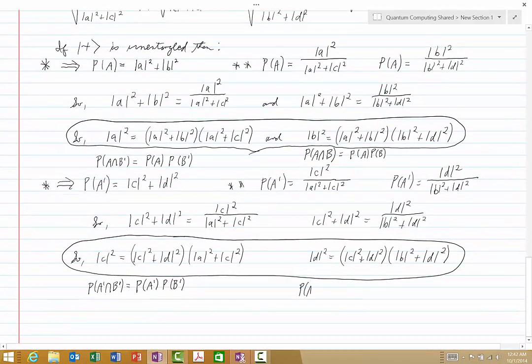P of A prime and B, and that's equal to magnitude of c squared plus magnitude of d squared, which we just saw over here is P of A prime. And magnitude of b squared plus magnitude of d squared, we saw up here that's P of B.